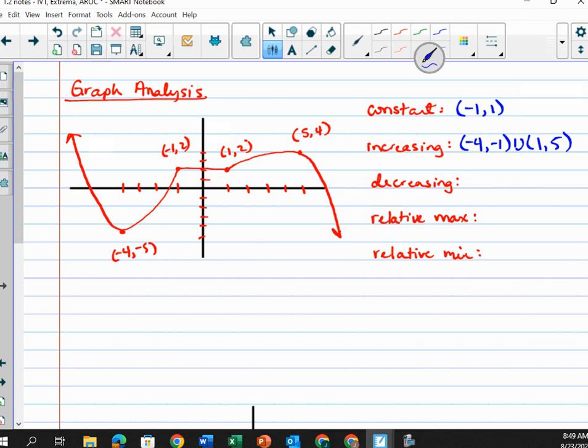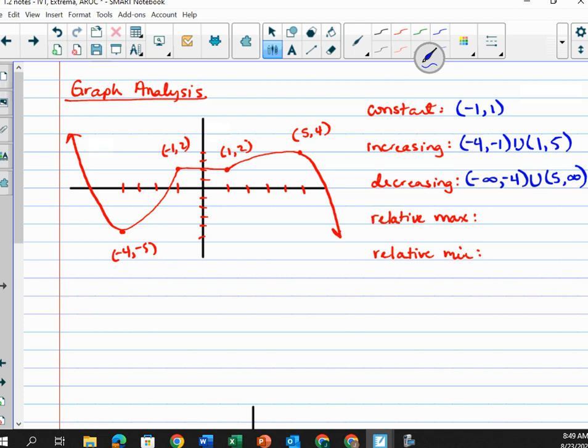Okay, what about decreasing? This one's a little trickier. Yeah. Yep. Good. So starting way on the left is negative infinity to -4. And then again from 5 to infinity. Okay.